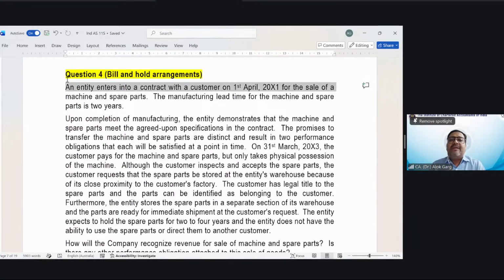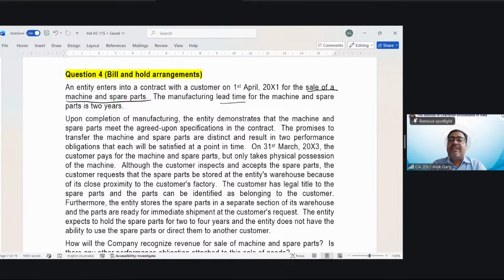An entity enters into a contract with a customer on 1st April 20x1 for the sale of a machine and spare parts. So two products, machine and spare part. Are these two performance obligations or one performance obligation? Two different performance obligations.